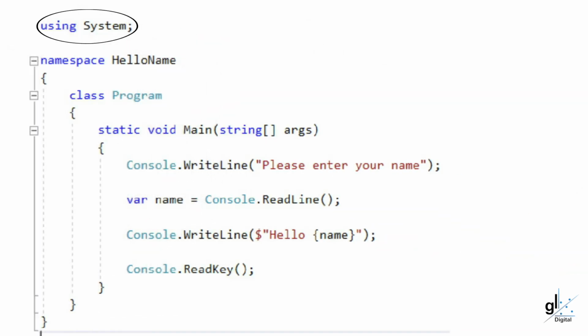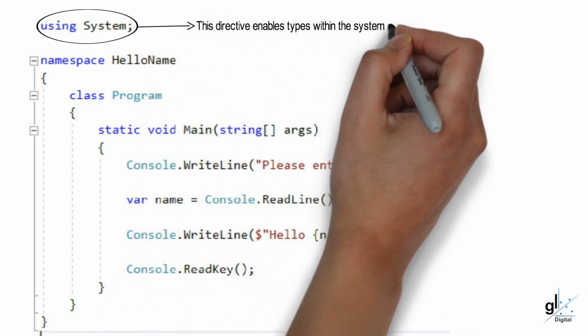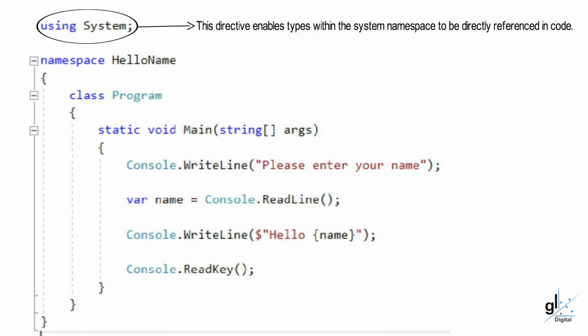Let's take a closer look at our code. We have the directive at the top which states using System. This directive enables the developer to directly reference types, for example classes, organized under the System namespace without preceding the type name with its namespace every time the type is referenced in the code. Creating our own namespaces can be useful in controlling the scope of types in larger projects. By default, a namespace has been provided for us in our console application code. This namespace is by default the same as our project name, HelloName. As demonstrated earlier, we are able to change this namespace name.